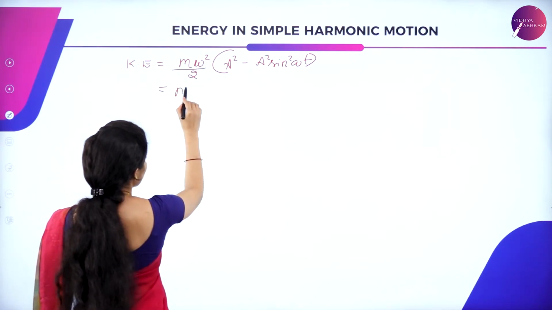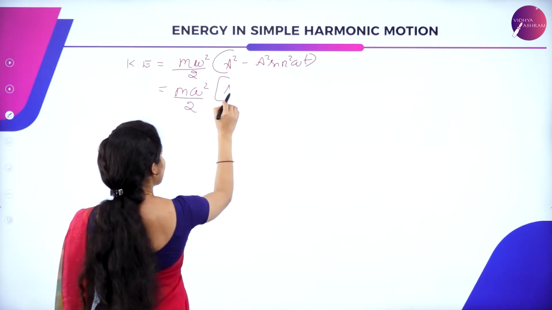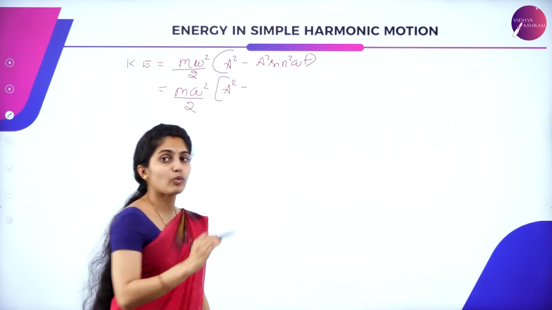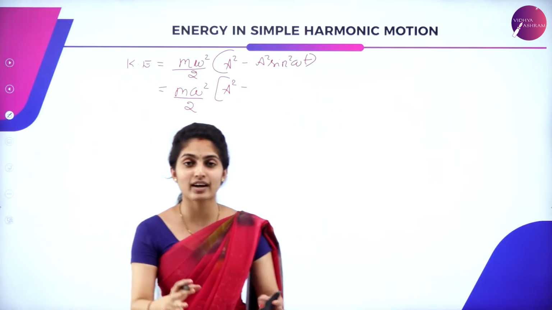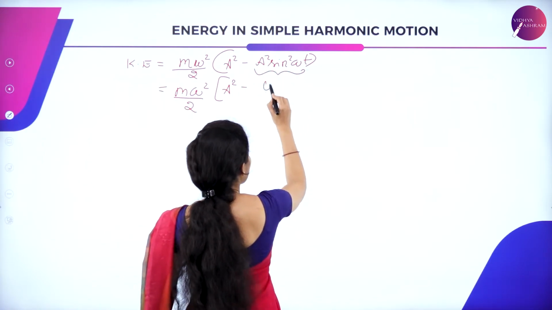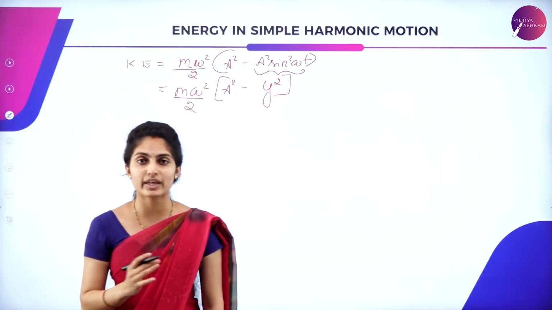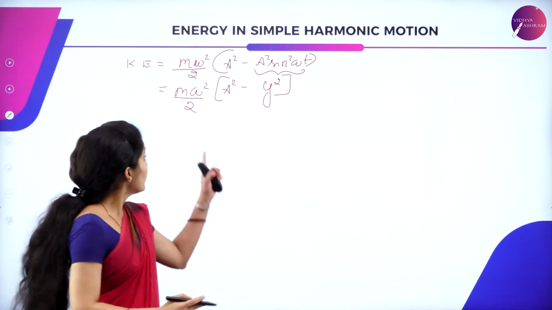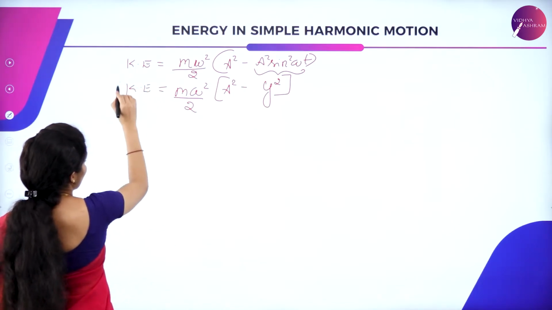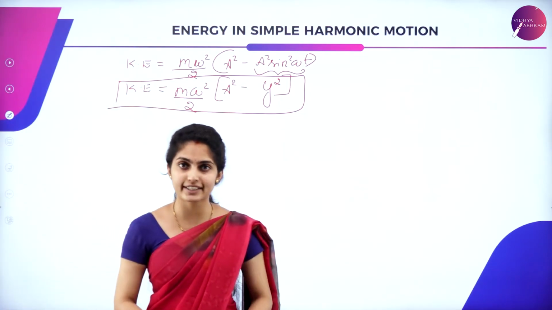So here we have m omega square divided by 2, and a square sine square omega t is nothing but, since y is equal to a sine omega t, it is the displacement equation. So square the displacement equation and you will get the answer. m omega square divided by 2 into a square minus y square will be the kinetic energy equation. So this will be the equation for kinetic energy.